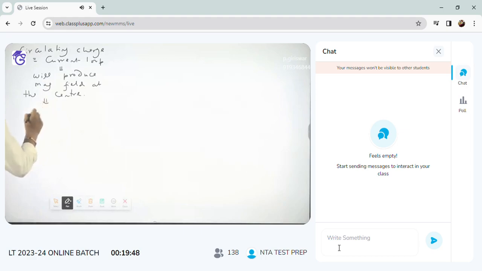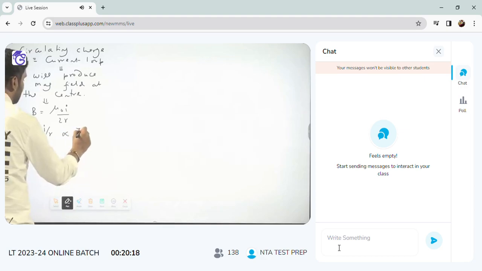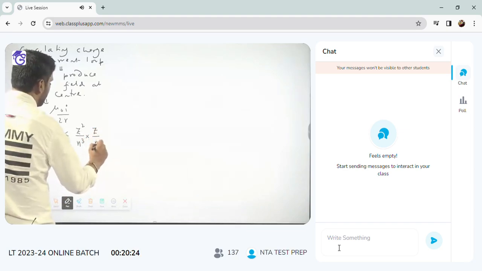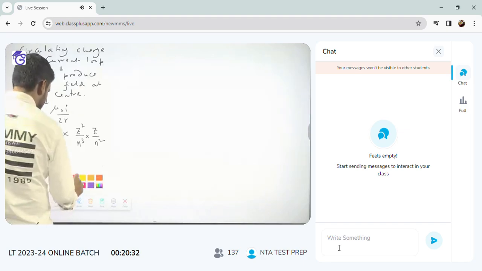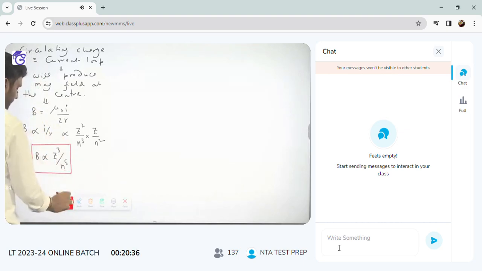So what is that magnetic field value? B is equal to mu naught I by 2R. So I can clearly see B is proportional to I by R. So now I is proportional to Z square by n cube, into 1 by R means Z by n square. So B proportional to it comes Z cube by n to the power 5. This is one more.